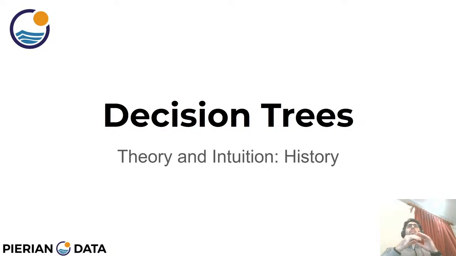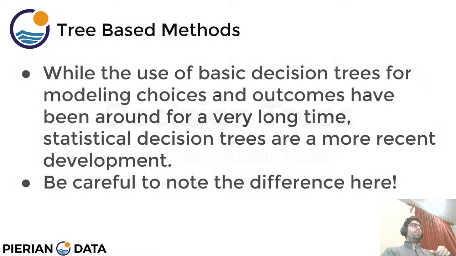Okay, so let's talk very briefly about the history of decision trees. I'm going to go a little faster through some of these slides than I will in the course. So just keep that in mind. But basically, there's a couple things I want to point out when we're talking about decision trees. When we're talking about decision trees for machine learning, we're actually talking about a very specific term called statistical decision trees.